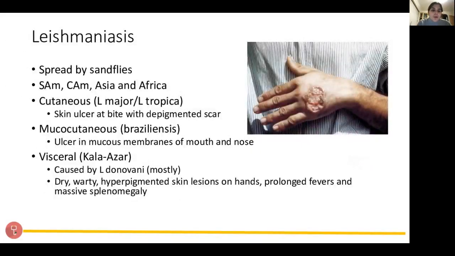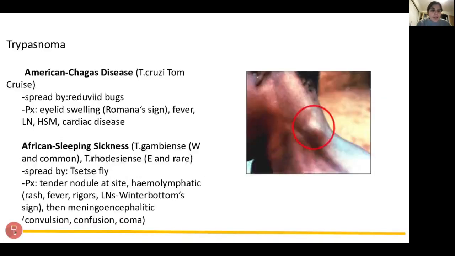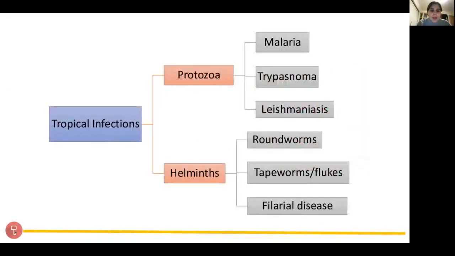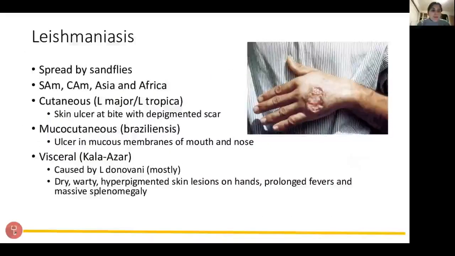And then I also, if I show you again, we'll just go back a couple so I can show you where leishmaniasis is. It's also a protozoa, and I'll talk to you about leishmaniasis very briefly. It is spread by sandflies. It is in South America, Central America, Asia, and Africa. So knowing the region isn't as helpful on this occasion because it's so widely spread.